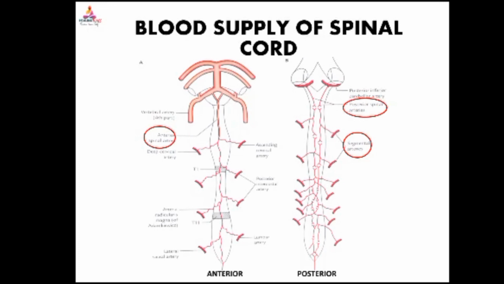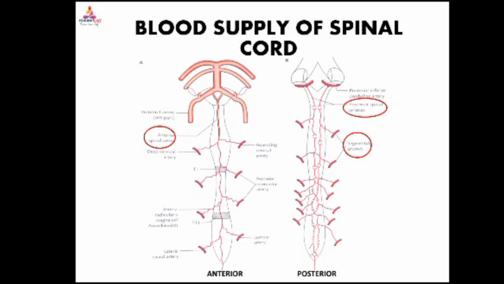The segmental arteries are spinal branches of the deep cervical, ascending cervical, posterior intercostal, lumbar, and lateral sacral arteries. These reach the spinal cord as anterior and posterior radicular arteries along the corresponding roots of the spinal nerves, respectively, and nourish the nerve roots. There are about 8 anterior and 12 posterior radicular arteries which reach the spinal cord.